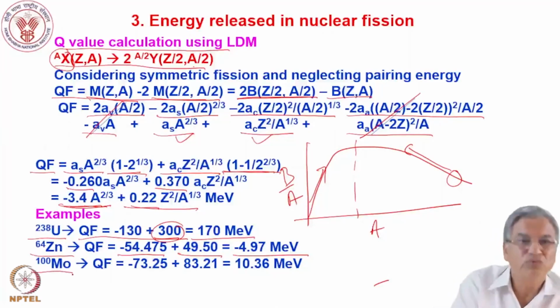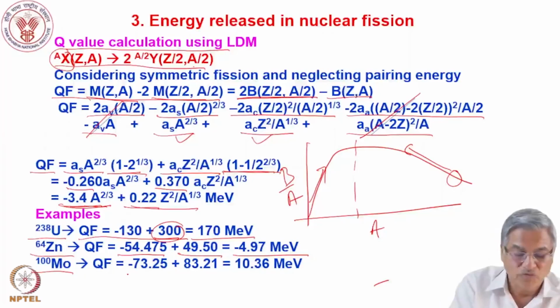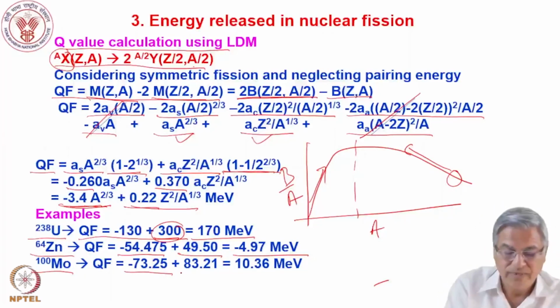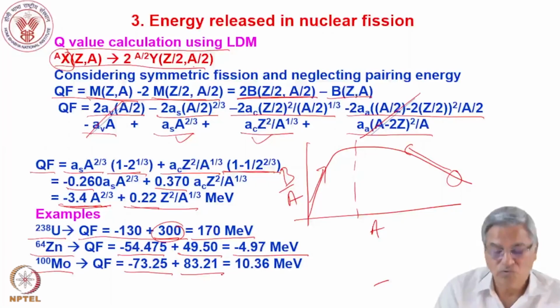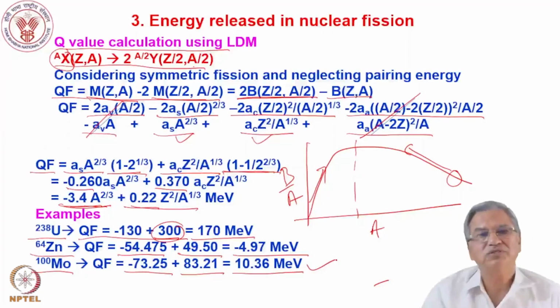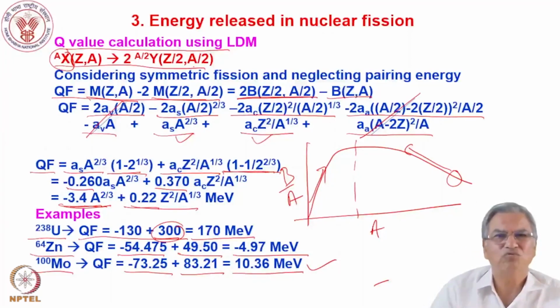For the intermediate nucleus, like molybdenum 100, Q fission will be surface energy term minus 73.25 plus 83.21, that is equal to 10 point something. So this molybdenum 100 fission, though you can see Q value wise it is positive, you will find that for the fission to take place, there is a barrier.